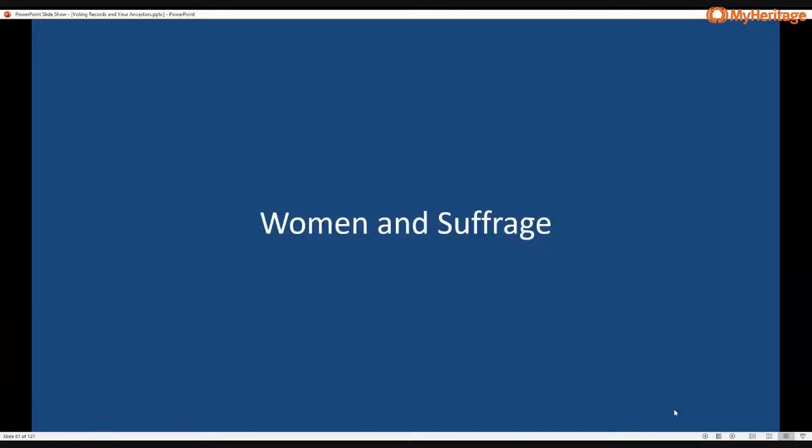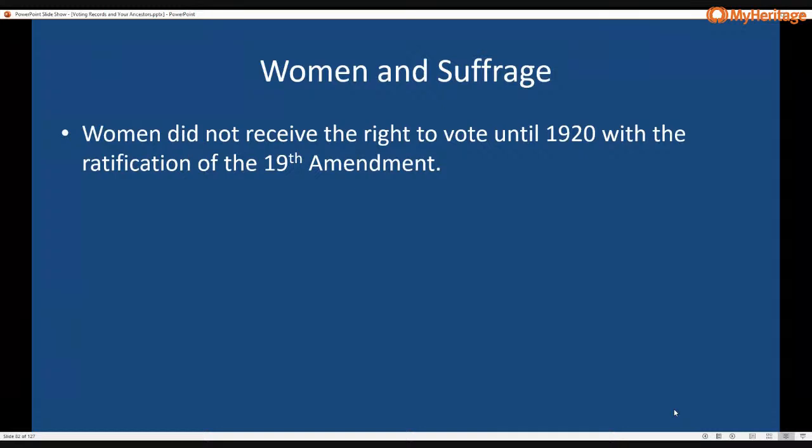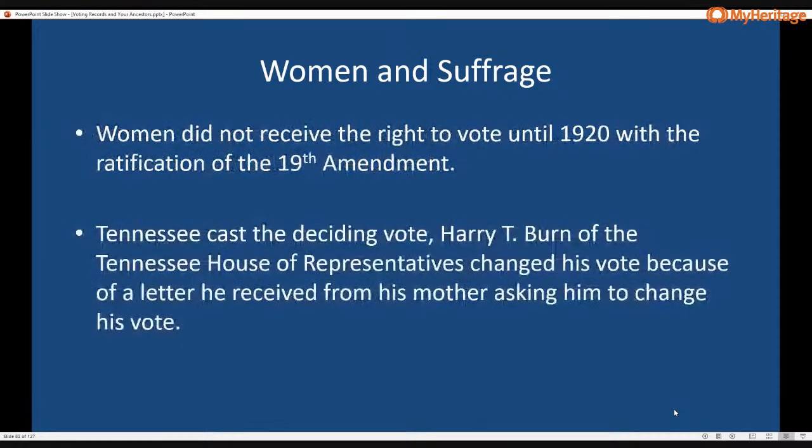And we're back to women and suffrage. Again, trying to find records for the women in our family can be difficult. This is one avenue that we may try to find those records. In the United States, the women did not receive the right to vote until 1920 with the ratification of the 19th Amendment. Actually, Tennessee is known for casting the deciding vote.